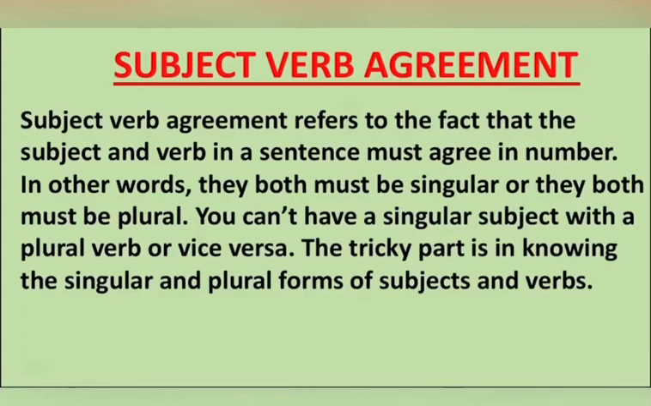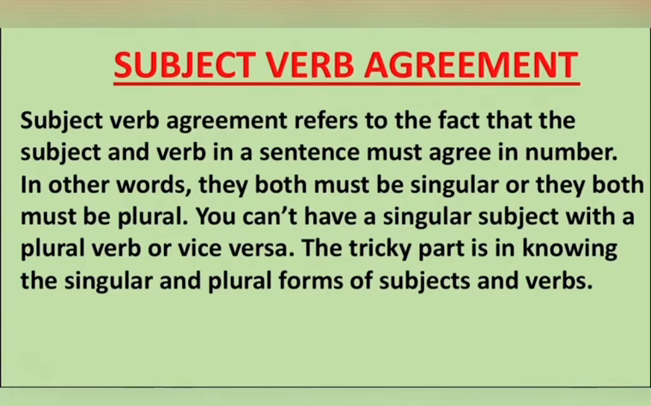Welcome to today's English class, and in this class we will discuss one of the most important topics of English grammar: subject verb agreement. First I will tell you what subject verb agreement is. Subject verb agreement refers to the fact that the subject and verb in a sentence must agree in number. In other words, they both must be singular or they both must be plural. You can't have a singular subject with a plural verb or vice versa.